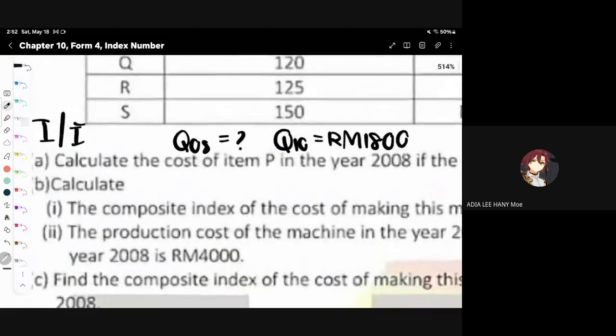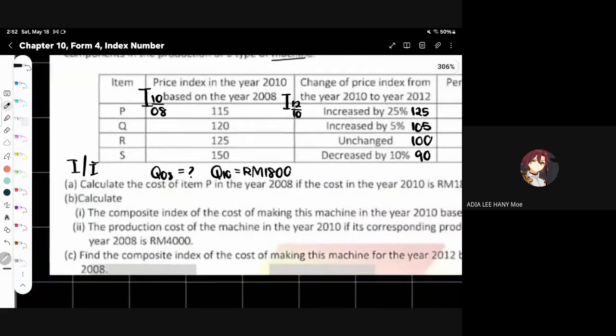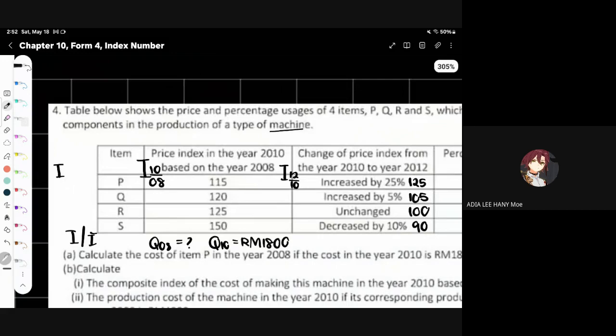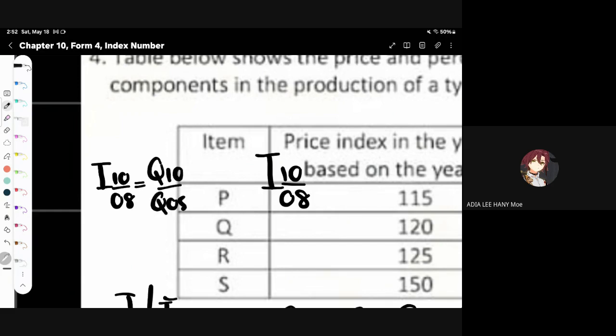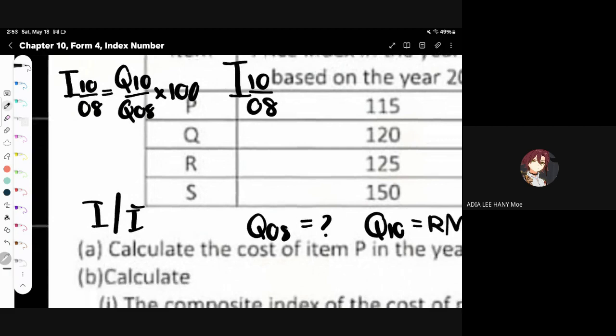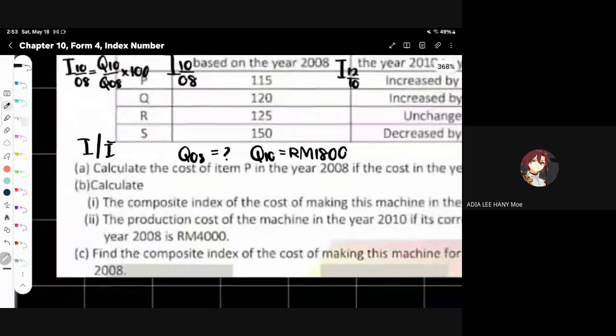So let's do it here. What they want is 08 and 10, right? So we can use this one here: I equals Q10 over Q08 times 100. First of all, I forgot to explain, how do we know which year we have to use? Just now I wrote I10 over 08, right?